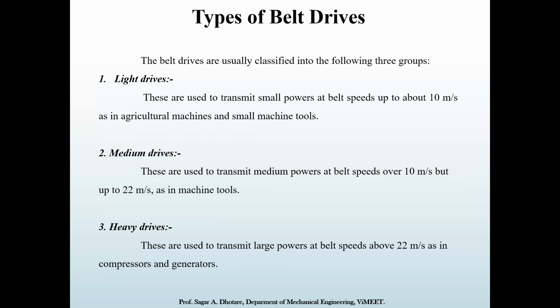Now medium drives. These are used to transmit medium power at a belt speed over 10 meters per second, but it should not exceed 22 meters per second, which we can use in machine tool applications. Third one, heavy drive. These are used to transmit larger power at a belt speed above 22 meters per second, as in a compressor or generator, because these are high speed machines.